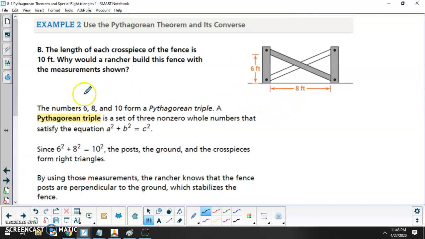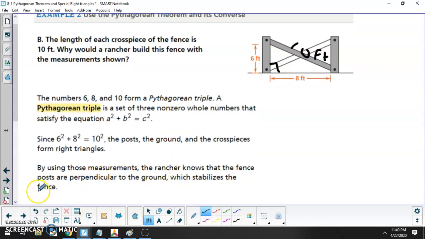All right, so in this problem, the length of each crosspiece of the fence is 10 feet. Why would the rancher build with these measurements? Okay, so they're saying that the cross piece here is 10 feet. Well, the reason why they would build with these measurements is because 6 squared plus 8 squared equals 10 squared, which means that would form a right triangle, which would mean that this piece here would be perpendicular to the ground, okay? Which stabilizes the fence.